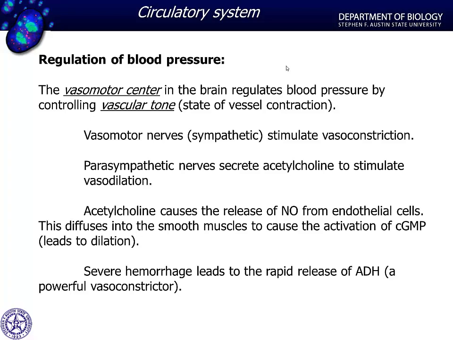We also see, however, that in certain situations, if you are severely injured and you are hemorrhaging, then that's going to lead to the release of ADH. In this case, ADH, antidiuretic hormone, in addition to conserving water, because you're losing an extreme amount of blood volume, is also going to be a potent vasoconstrictor to try to restrict the blood being lost systemically, but also from the area of the hemorrhage.